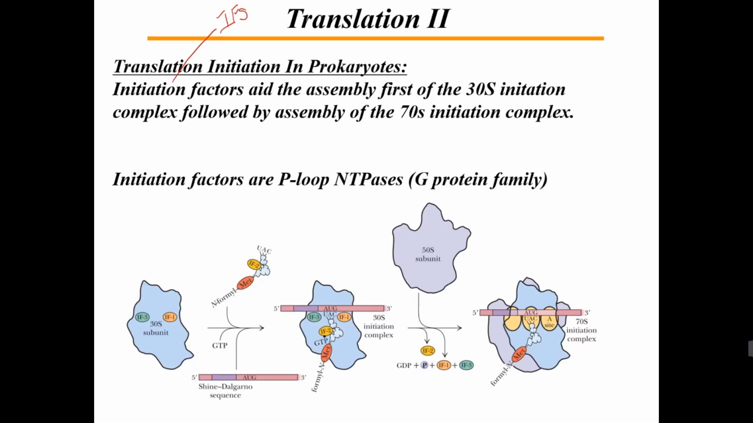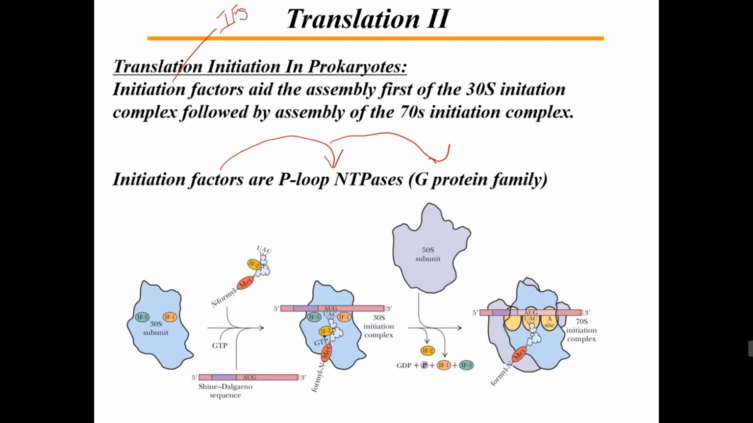Okay, and these initiation factors are part of the family of the P-loop NTPases, or quite similar to the G protein family. And again, they are able to undergo substantial conformational changes on nucleoside triphosphate binding and hydrolysis. They're particularly important because these proteins serve as a molecular switch for the cycle between a GTP bound form and a GDP bound form.